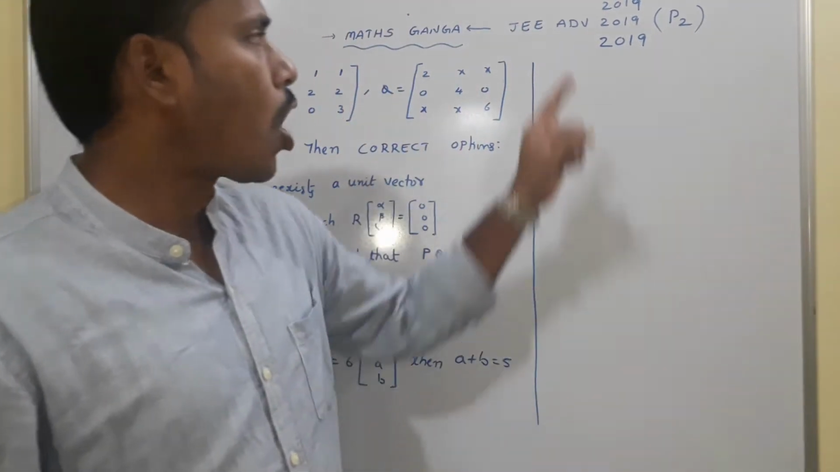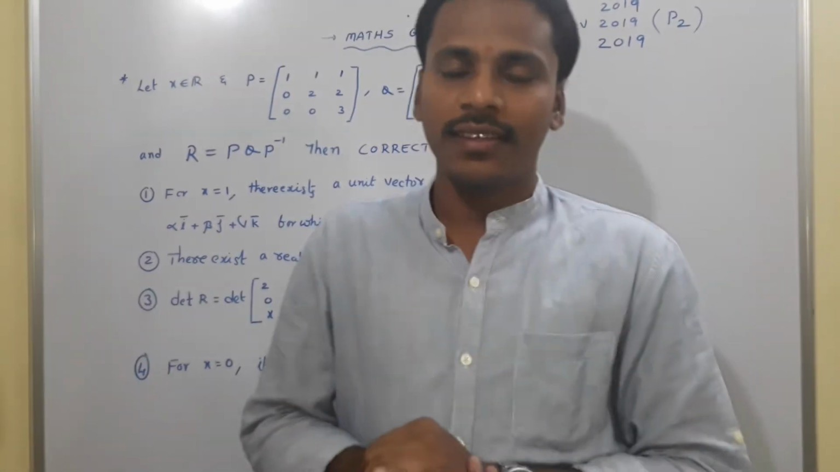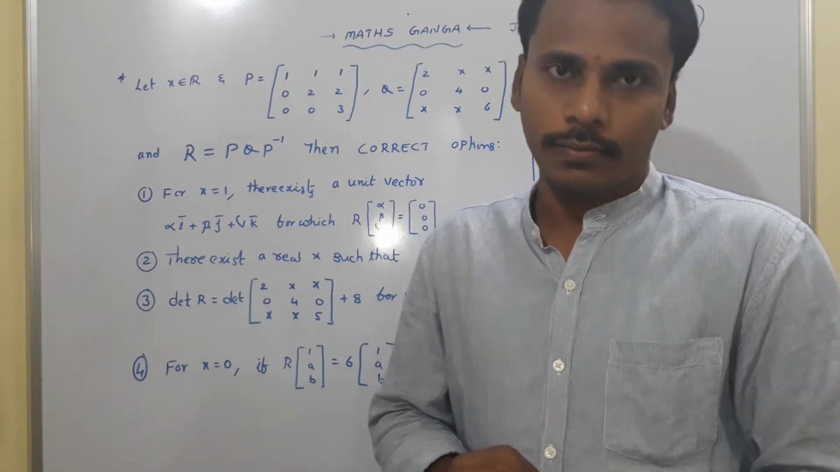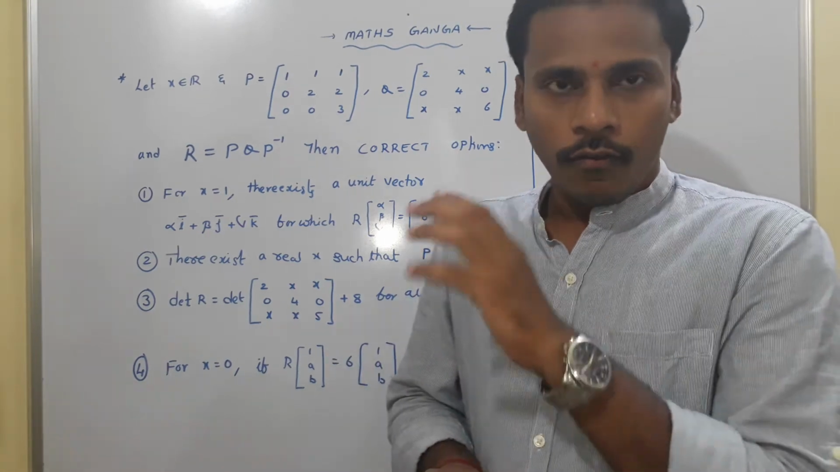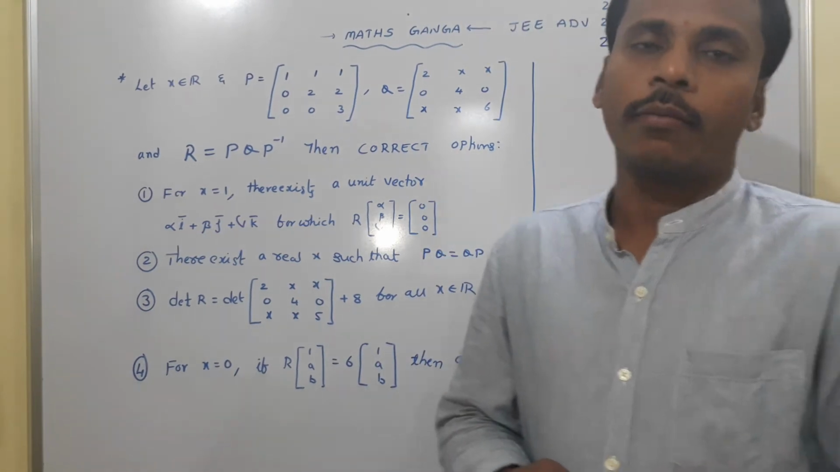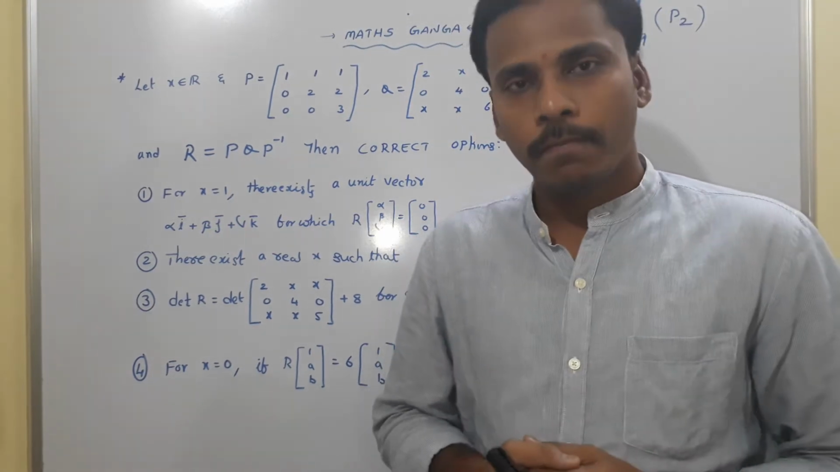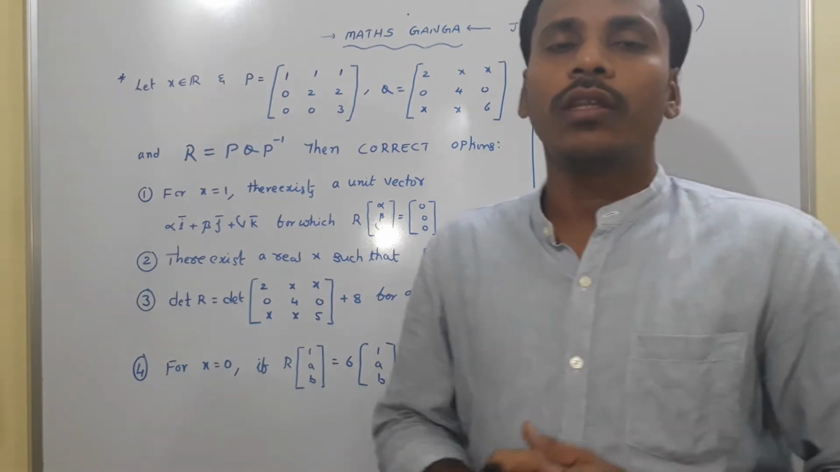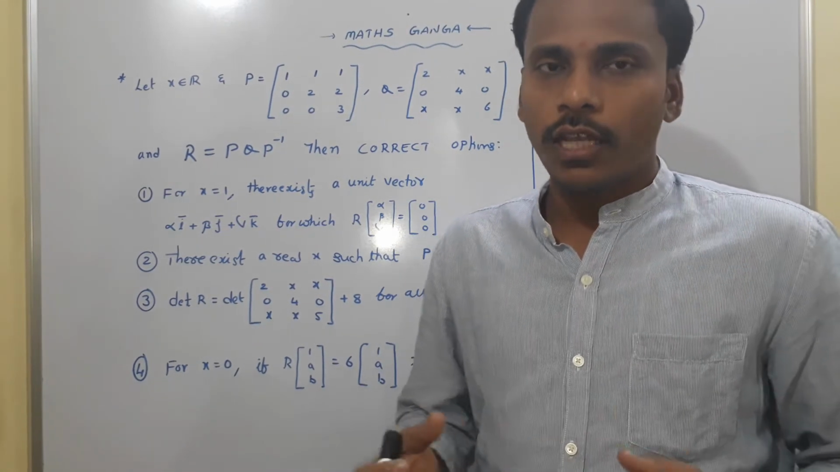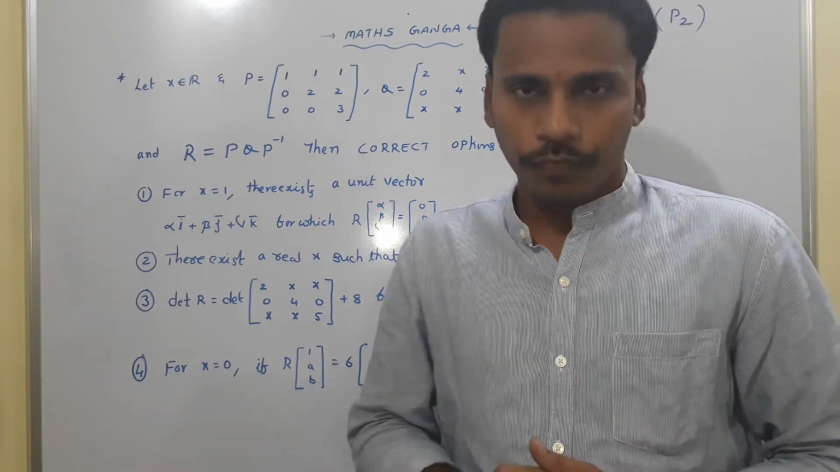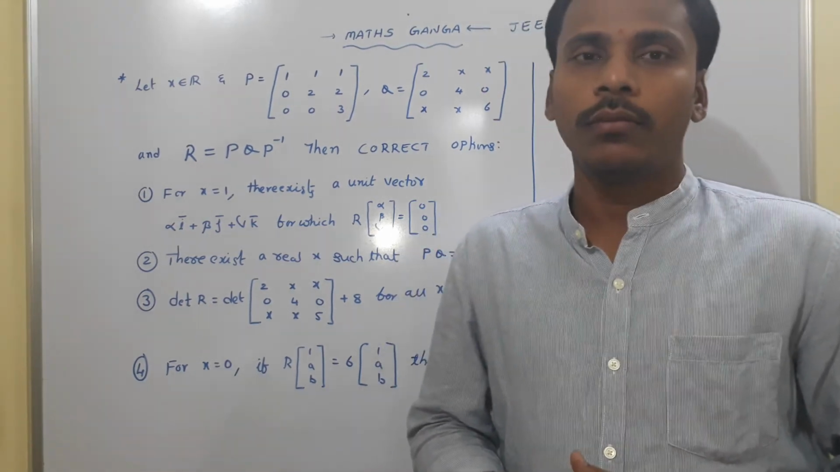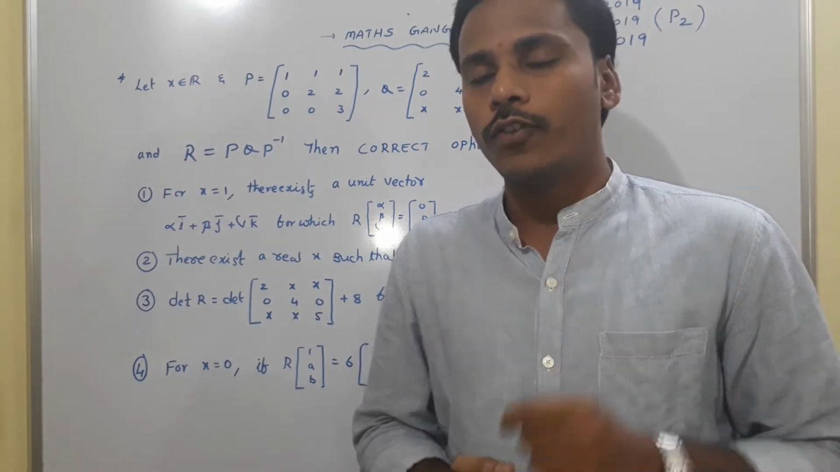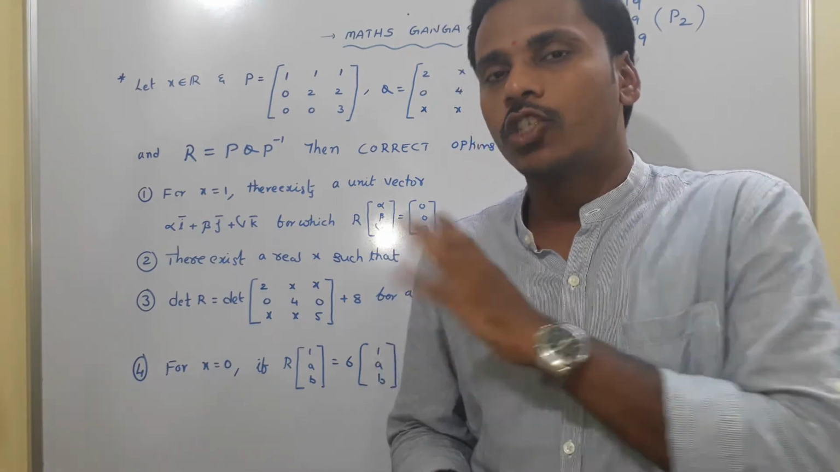This is another question asked in Advanced 2019 in Paper 2, a more-than-one-answer type question in Section 1. The question is from matrices and determinants. It involves the properties of determinants as well as solving homogeneous equations. The question is very simple. Usually many say it is a lengthy problem, but I will say it is a tricky problem. If you use your logic, we can easily solve this problem.